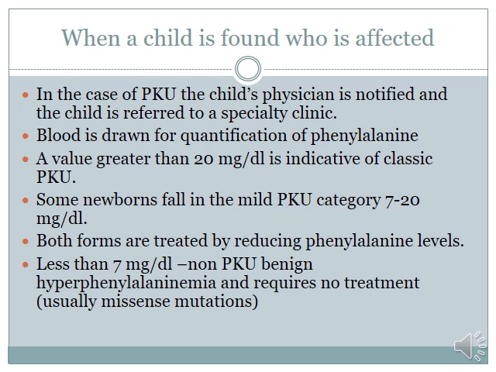Both forms are treated by reducing phenylalanine levels. Less than 7 milligrams per deciliter is non-PKU benign hyperphenylalaninemia and requires no treatment. It's usually because there are missense mutations.